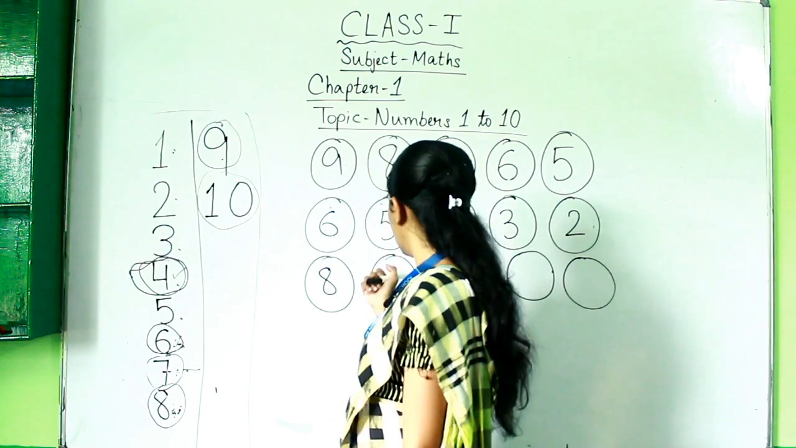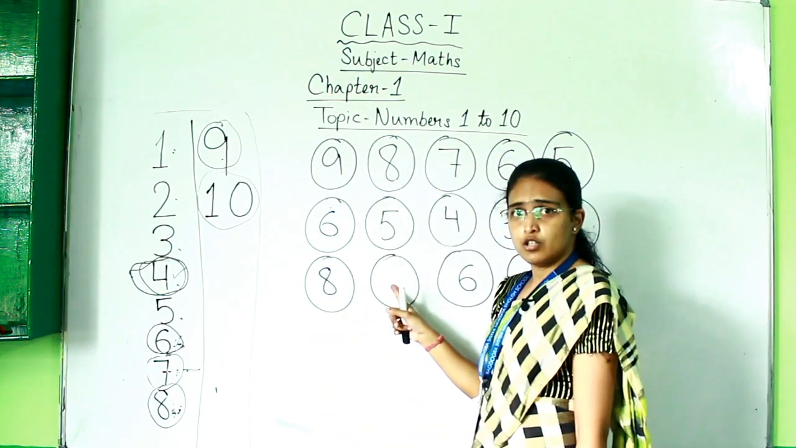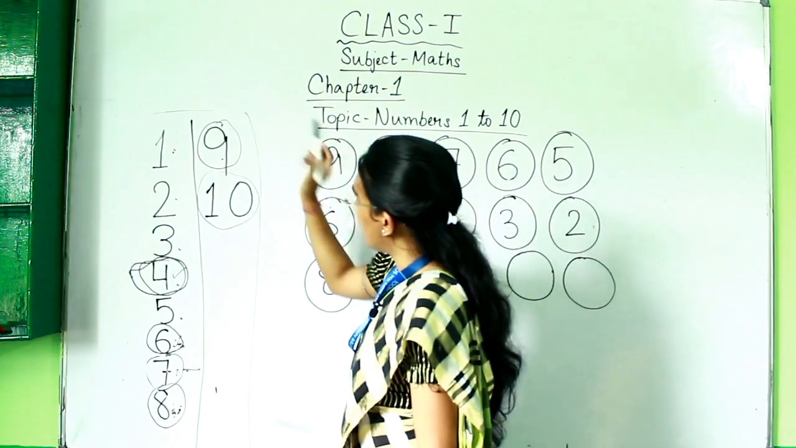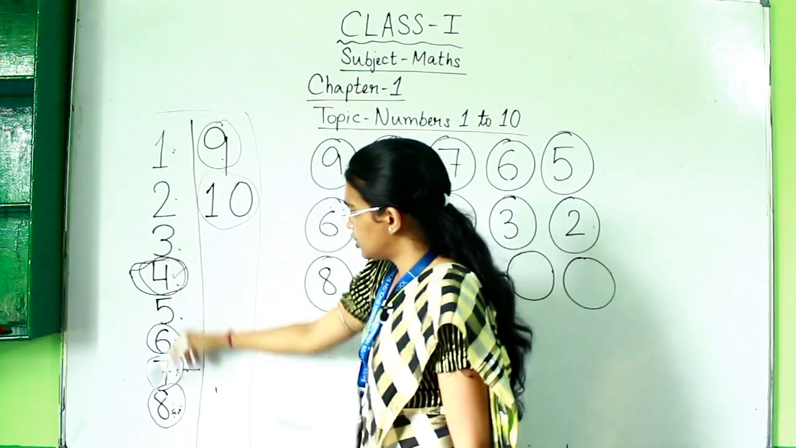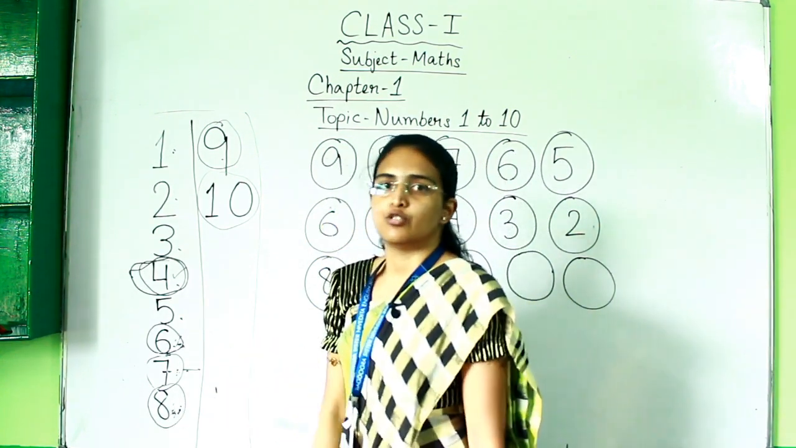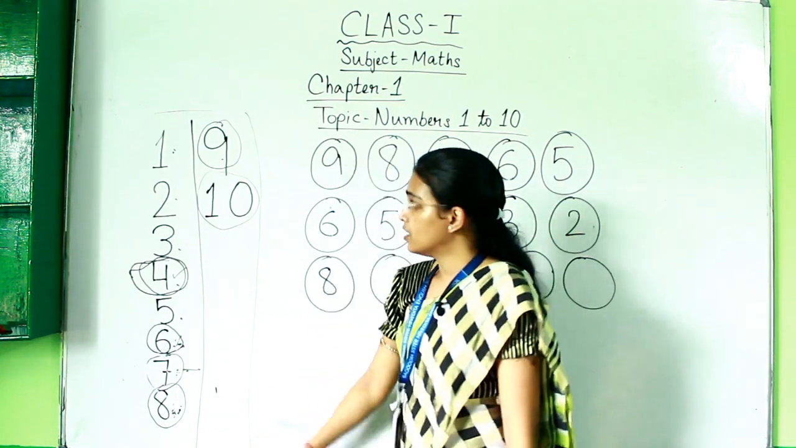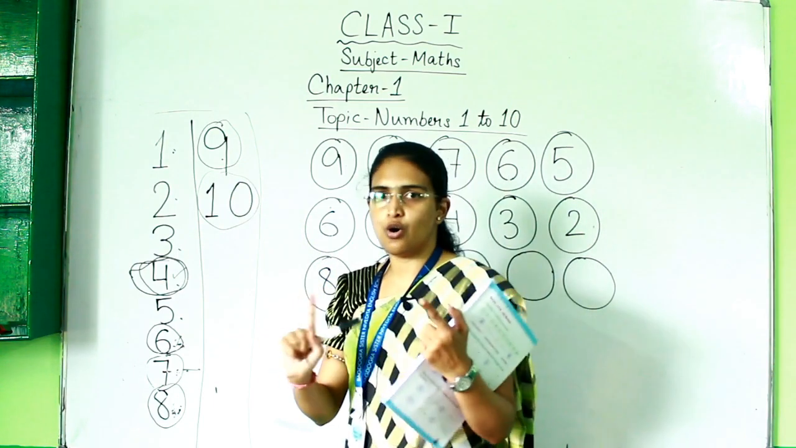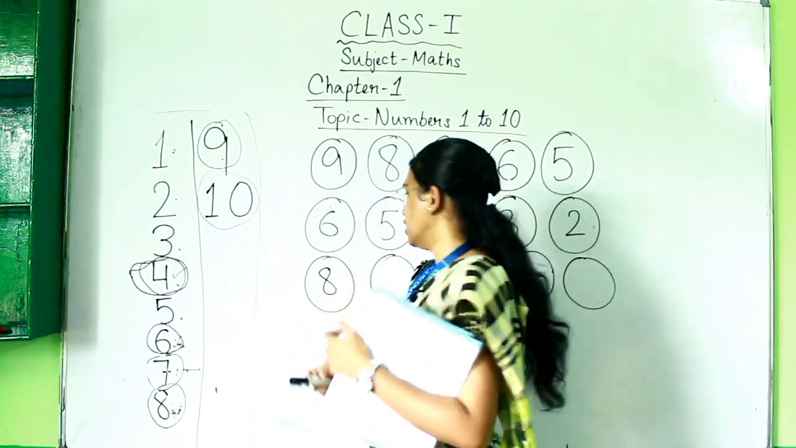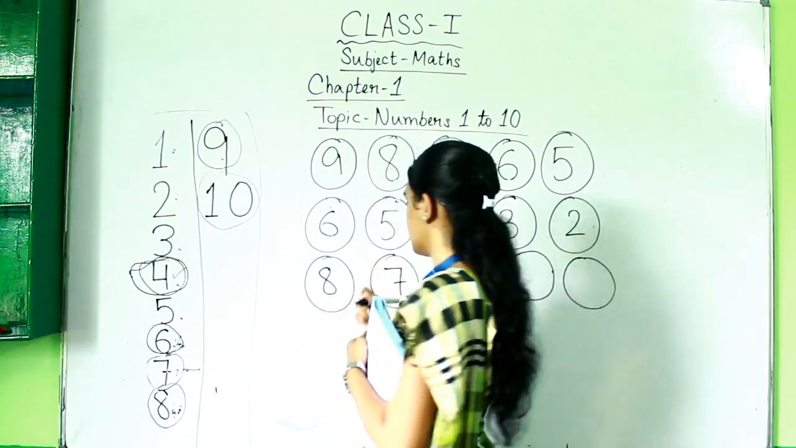Now the next number is missing. So we have to find this number, right? So first we have to check this number chart. Where is number 8? Yes, it is here. What comes before 8? 9. No. What comes before 8? 7. Very good. Now we have to write number 7 in this box.